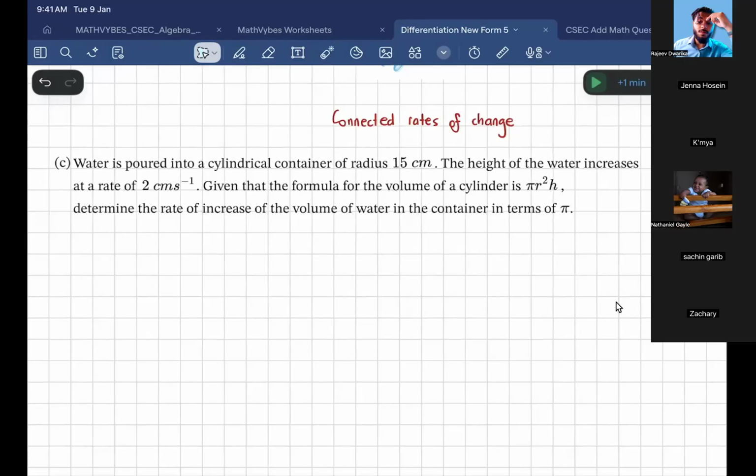All right. So, Jenna, read the question for me. Water is poured into a cylindrical container of radius 15 centimeters. The height of the water increases at a rate of 2 centimeters per second. Given that the formula for the volume of a cylinder is pi r squared h, determine the rate of increase of the volume of water in the container in terms of pi.